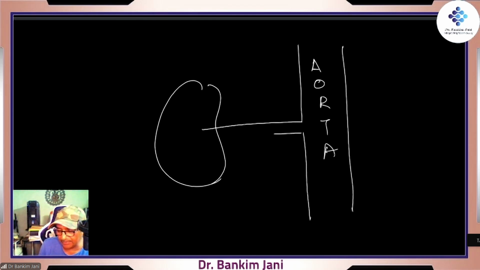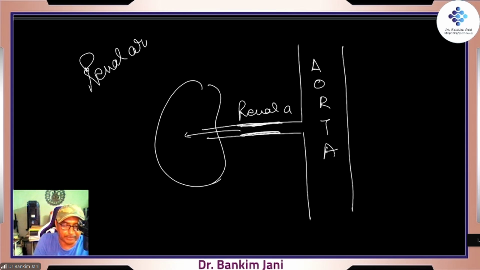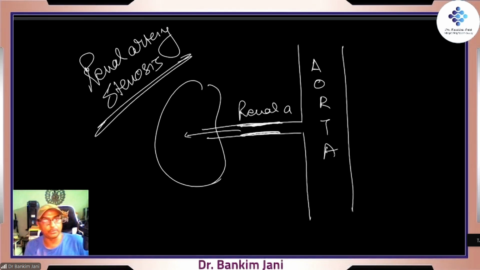Here it is the renal artery. Renal artery stenosis is a vascular disease. When this artery is stenosed, that is, narrow, obviously less blood will go into the kidneys. So this is what is called renal artery stenosis. That will lead to an increase in blood pressure.